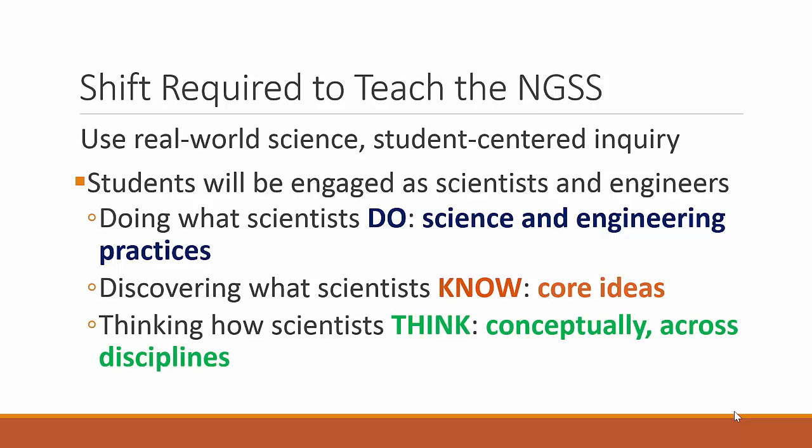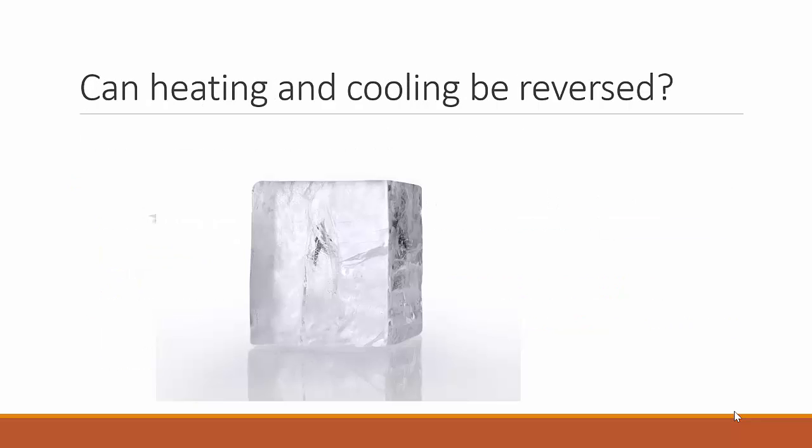Because the three dimensions are more naturally thought about as the things scientists do, the things scientists know, and the way scientists think. Here's an example. I'd like you to think about this. Can heating and cooling be reversed? Use the example in front of you and talk it over with someone.